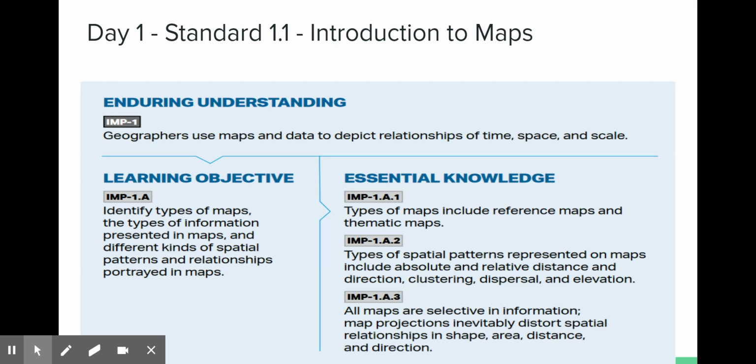Okay. So what we're going to be talking about today is standards 1.1 and 1.2. Standard 1.1 is introduction to maps. So we are going to be talking about the types of maps and basically how to identify patterns on maps. So we are going to introduce our first model to do that. And we're going to talk throughout this next week about the different types of maps, as well as how maps convey information and distortions that maps might have. So we won't talk about all of that today, but we'll cover that over the course of the next week.